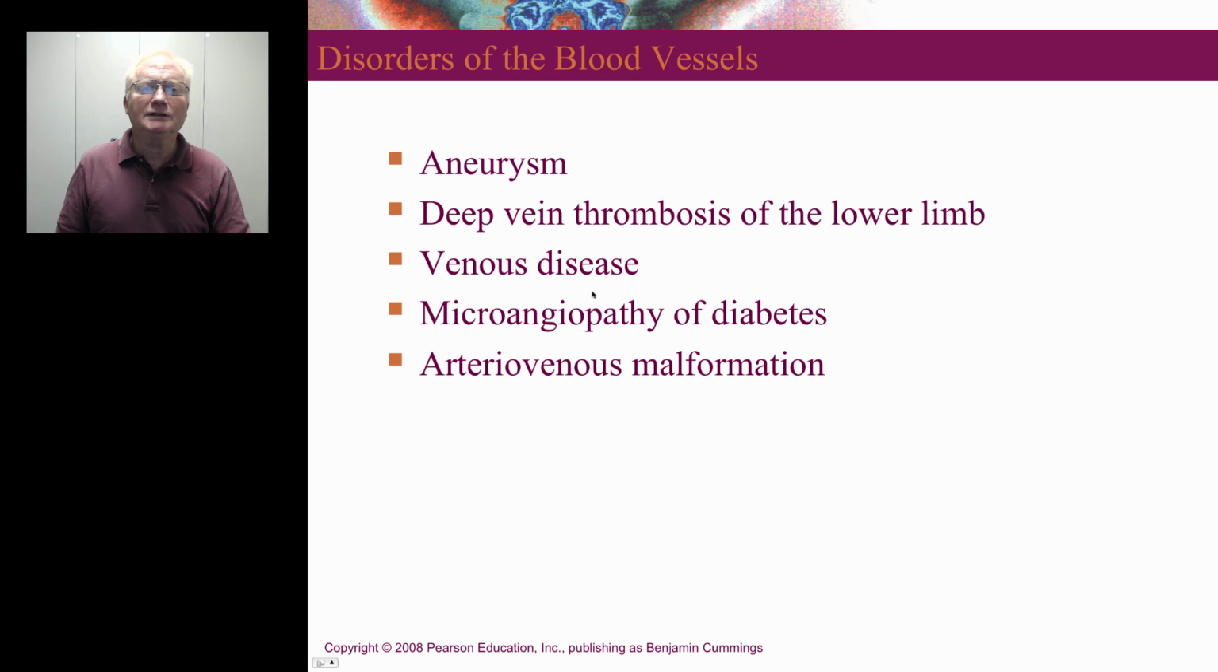What can go wrong? Lots of things can go wrong. There can be a breakdown of the wall, the tunica media of a vessel. And this is most commonly a problem with the arteries and arterioles because they are the ones that have high pressure inside them. A weakness in the wall will cause that to bulge out in what we call an aneurysm. Those aneurysms can get weaker with age, get bigger with age, and they can burst.